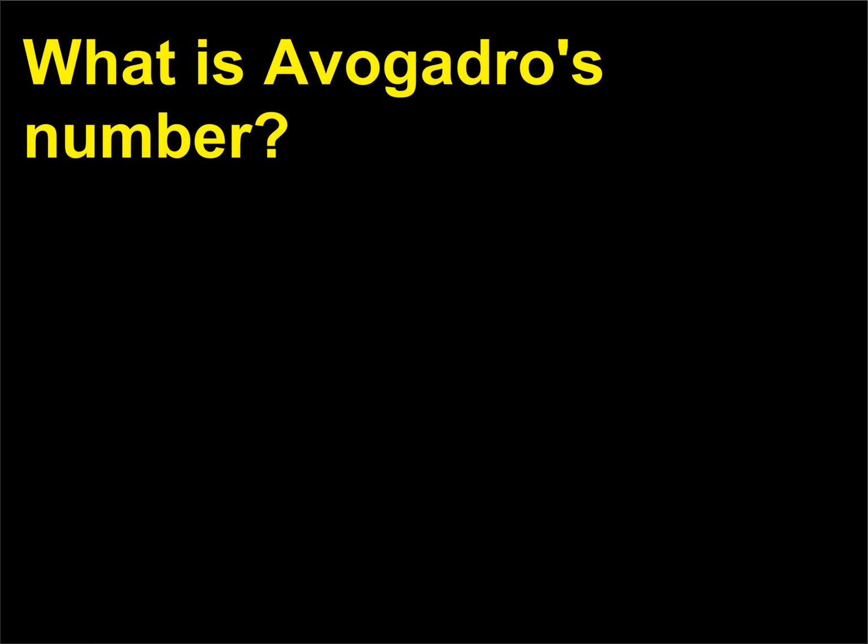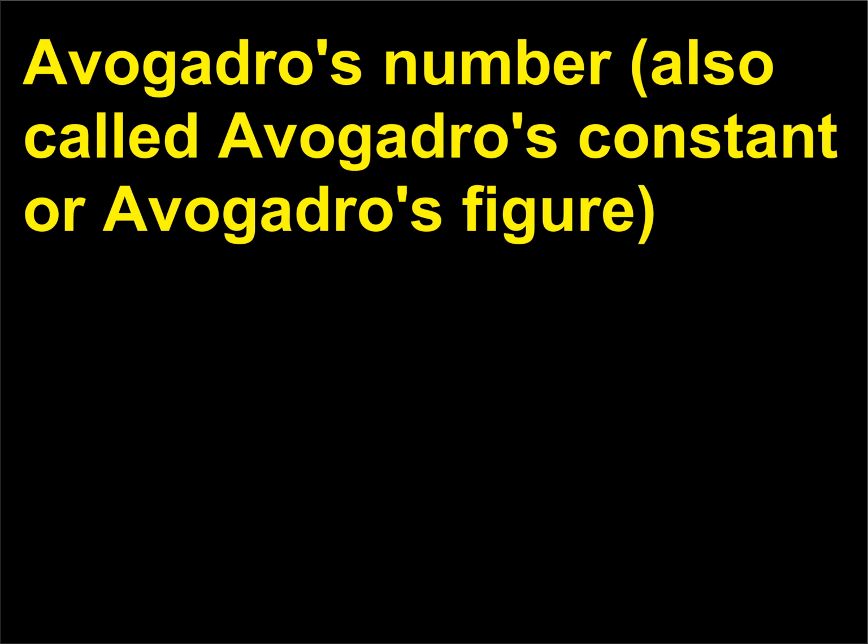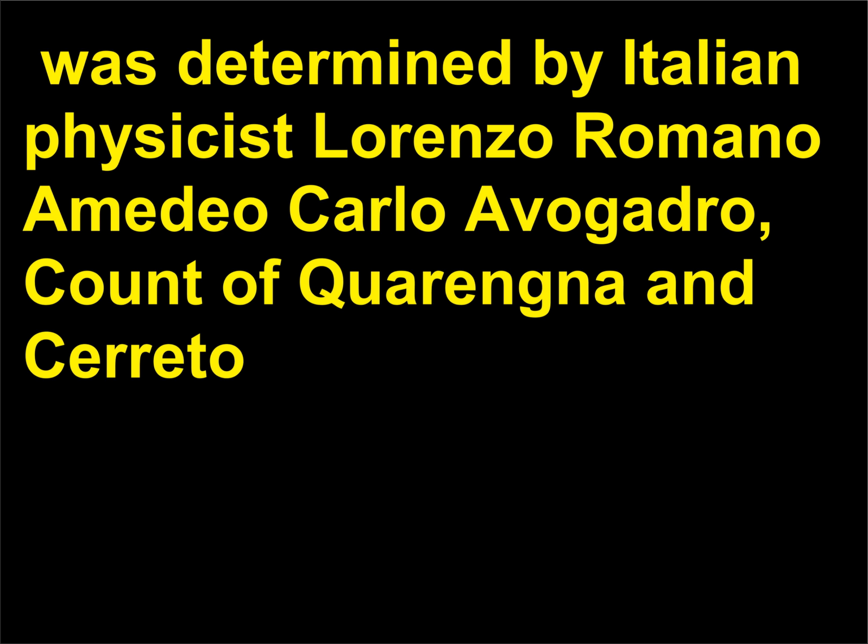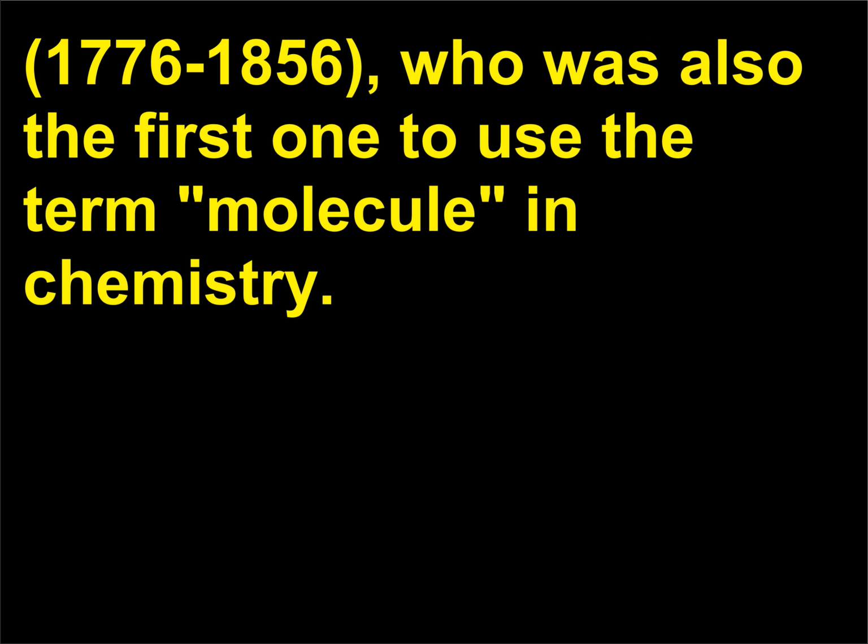What is Avogadro's number? Avogadro's number, also called Avogadro's constant or Avogadro's figure, was determined by Italian physicist Lorenzo Romano Amedeo Carlo Avogadro, Count of Quaregna and Cerreto, 1776 to 1856, who was also the first one to use the term molecule in chemistry.